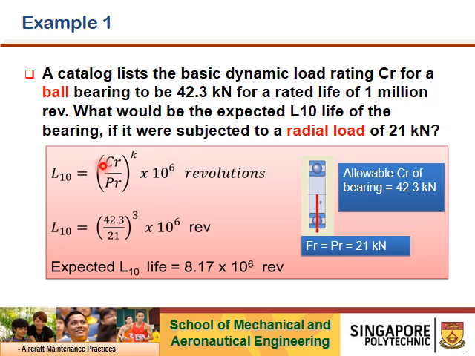What is the K for a ball bearing? Please go and find out. You substitute in all the variables, you multiply, and you'll get L10 equal to 8.17 million revolutions. That means this bearing will start to fail after around 8.17 million revolutions, and it will be advisable for you to change the bearing before or at 8.17 million revolutions. So this is the calculation. It's a simple example, so let's move on to example 2.